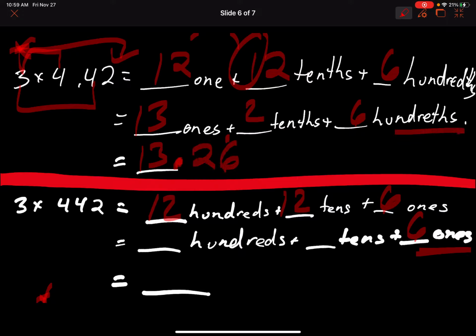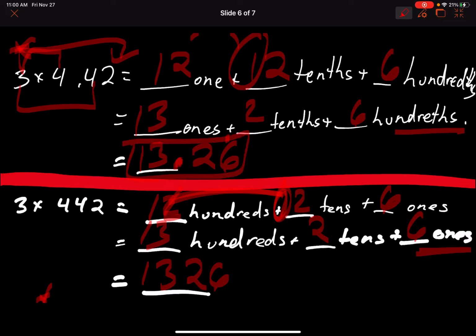You always name the last house. All right, here, same thing, regroup. I have 13 hundredths and 2 tens. And this number would be 1,326. So the similarities are the regrouping is still going to be exactly the same. You are just carrying that over into the next group. But this one would have the decimal place that we need to think about.